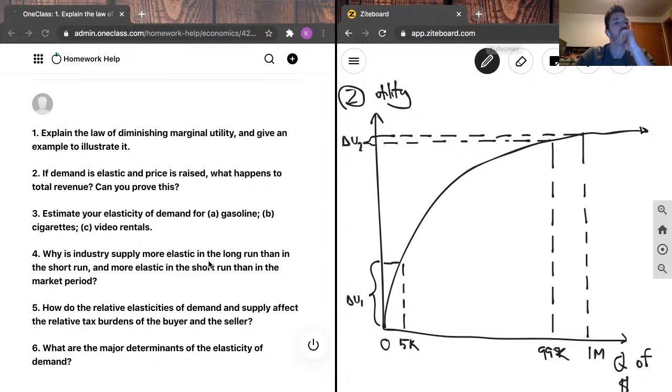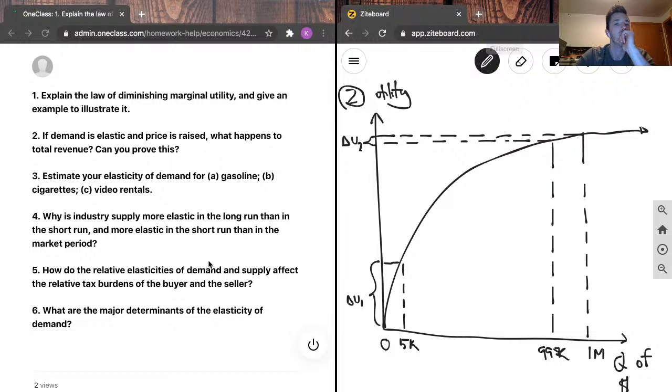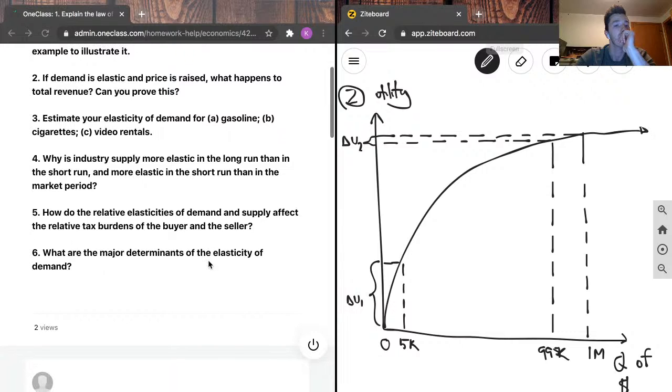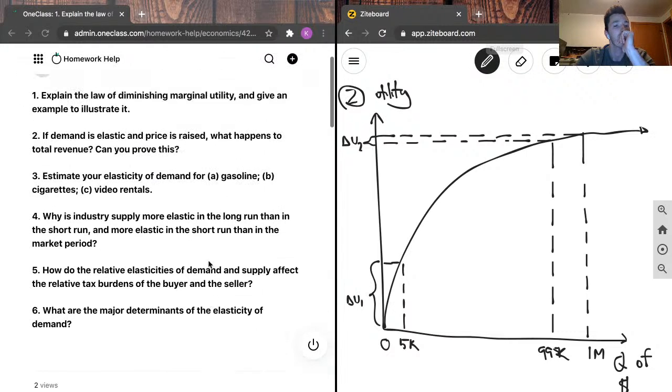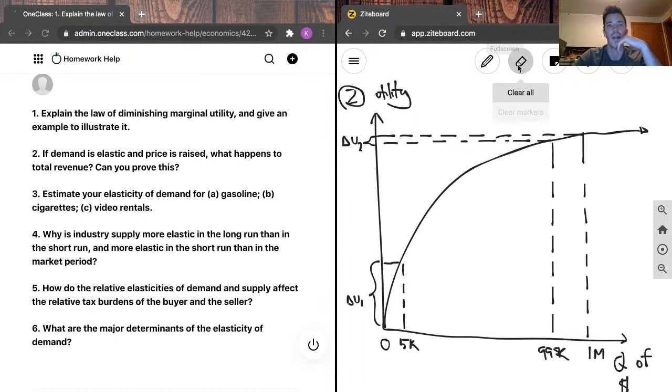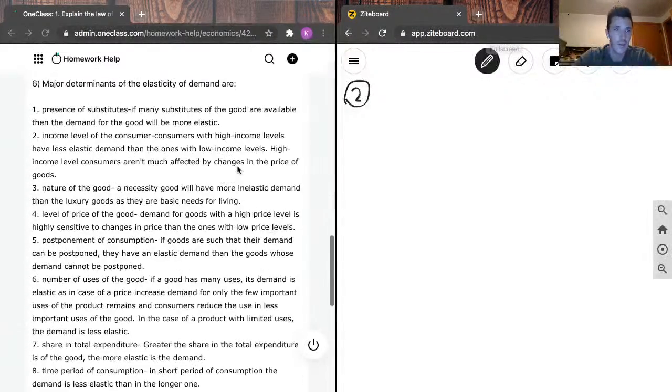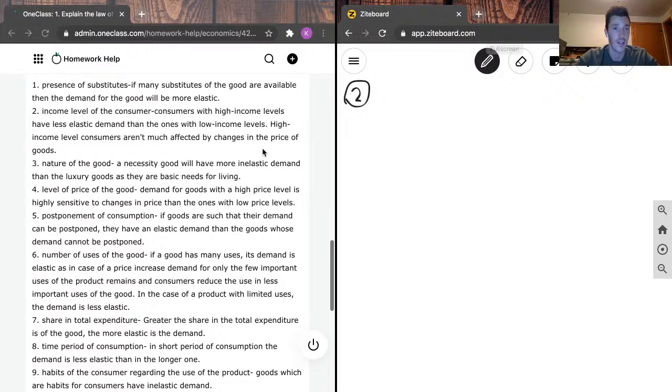Let me look through the rest of these. Maybe we'll do the one at the end. What are the major determinants of the elasticity of demand? Our junior tutor has given a very in-depth answer, which is good.